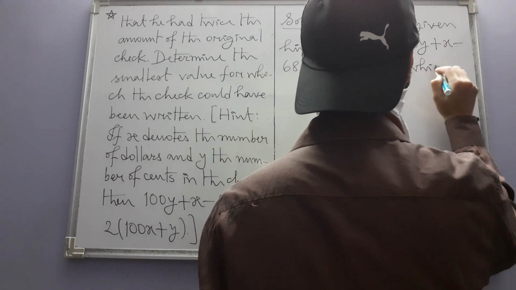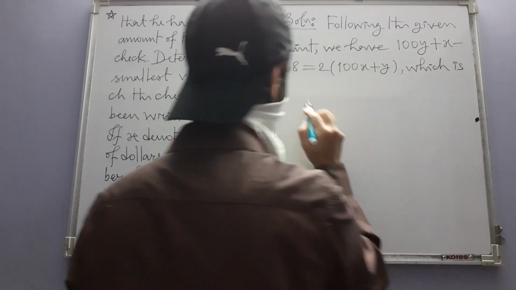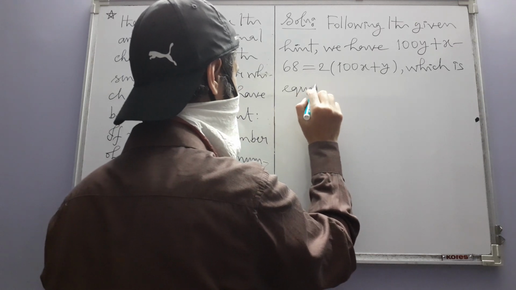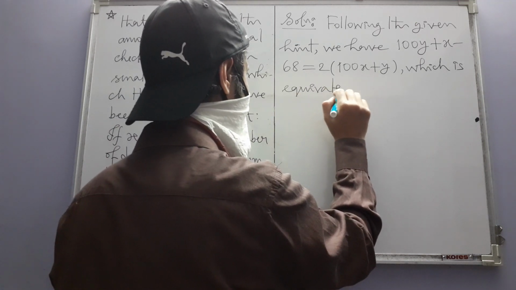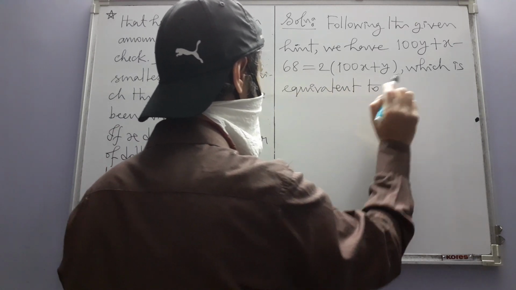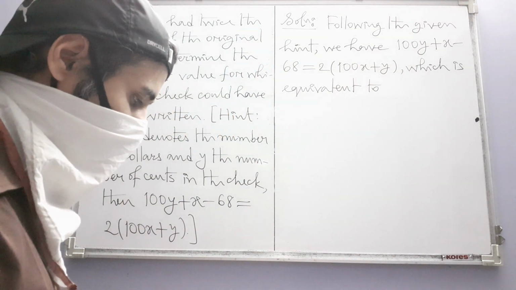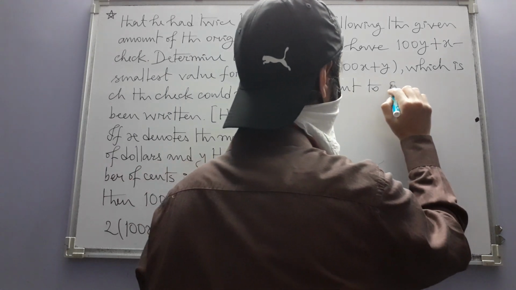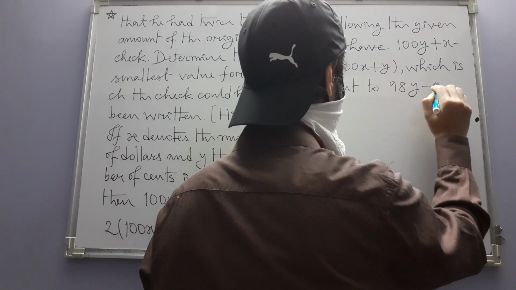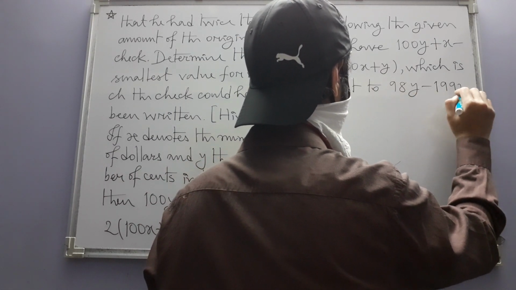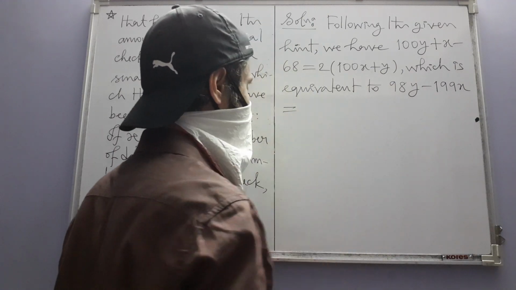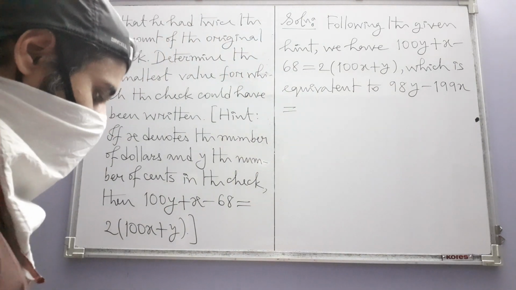Which is, so you can do simplification, and this becomes equivalent to this equation, which is 98Y minus 199X is equal to 68.